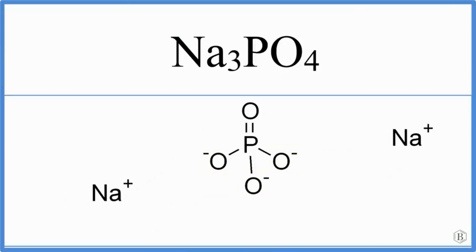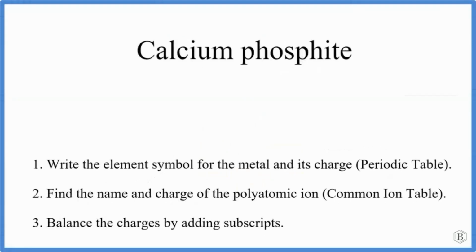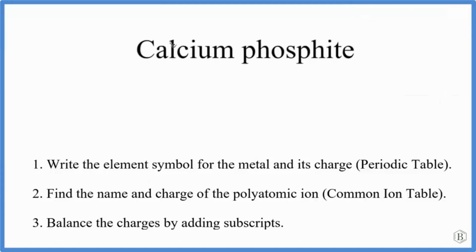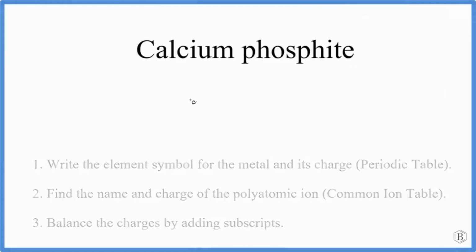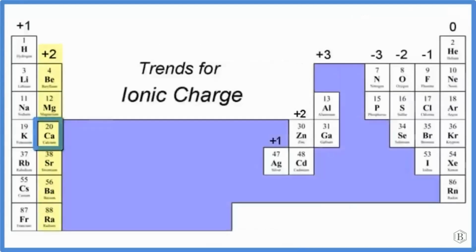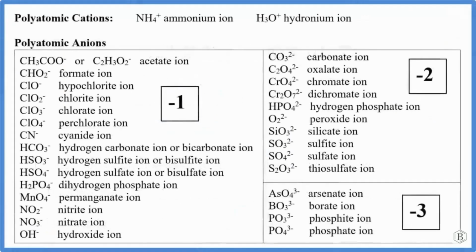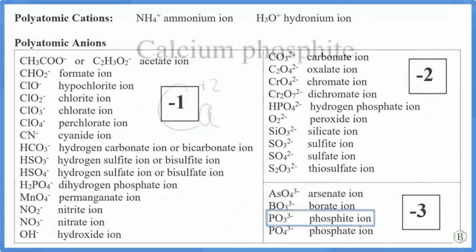Let's try to do one that's a little different. Calcium phosphite. So pause and try to write the formula for calcium phosphite. For calcium phosphite, we have our metal, that's the calcium, and then the phosphite, that's our polyatomic ion, and we know that it ends in ITE. So when you see ITE, you're thinking polyatomic ion. We go to the periodic table. Calcium is Ca, and it has a +2 charge. The phosphite, we look it up on the common ion table. That's PO3 3-.